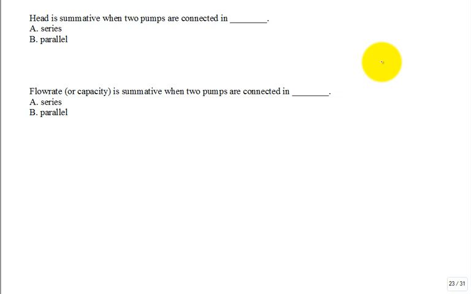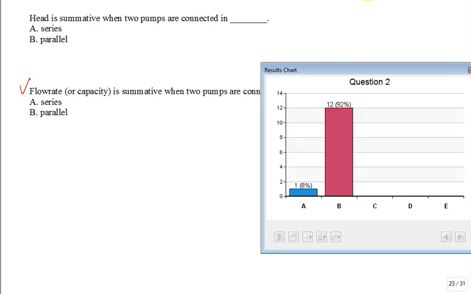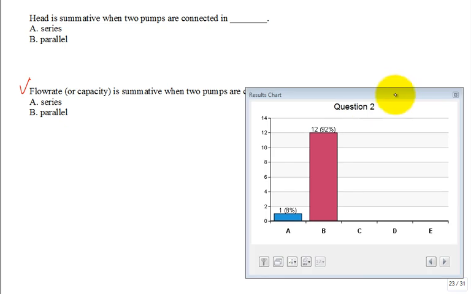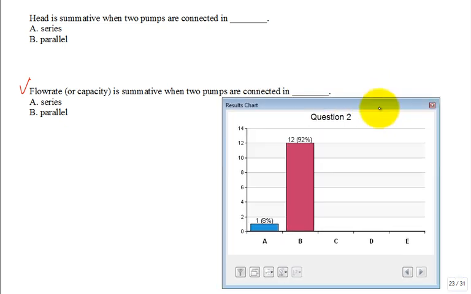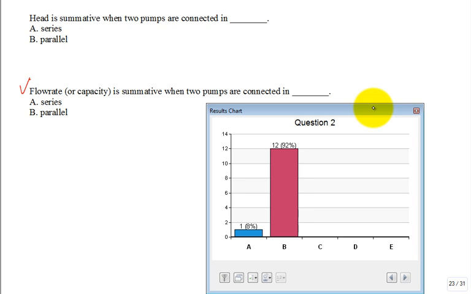All right, so what's the next clicker question? Flow rate or capacity is summative when two pumps are connected in... Hey, there is one person. What are we doing? Polling has stopped too. All right, we're locked in on that one. Well, the flow rate is summative when they're connected in parallel.